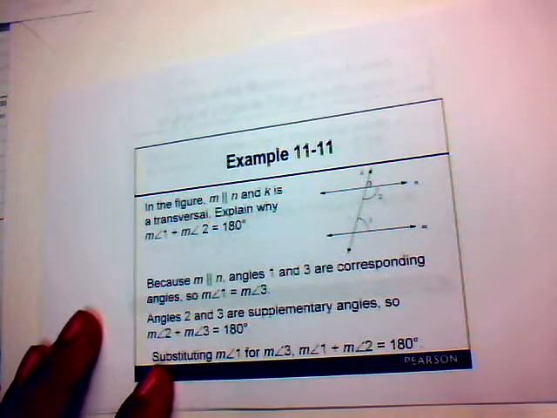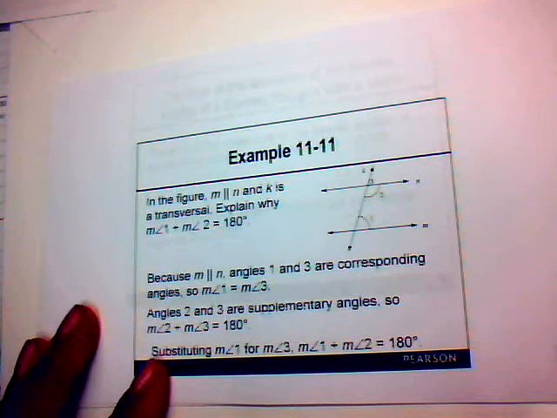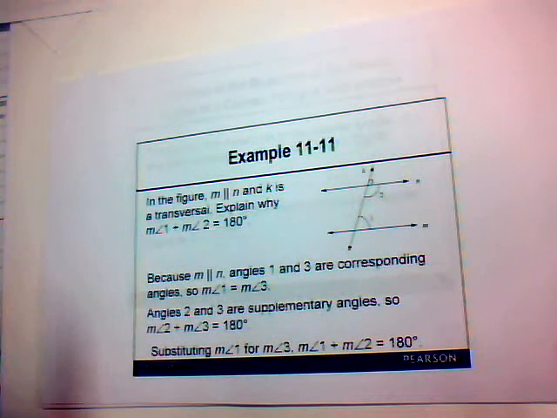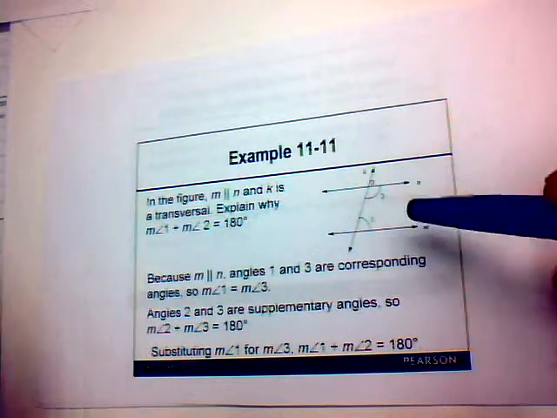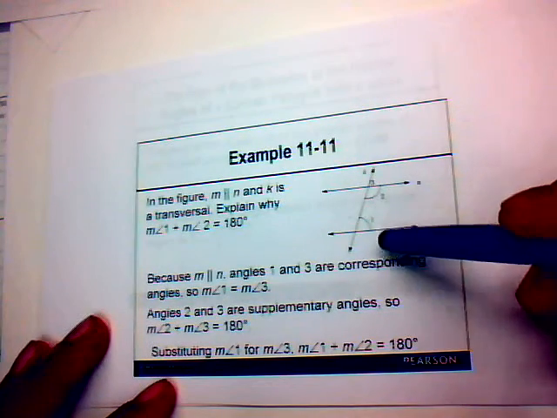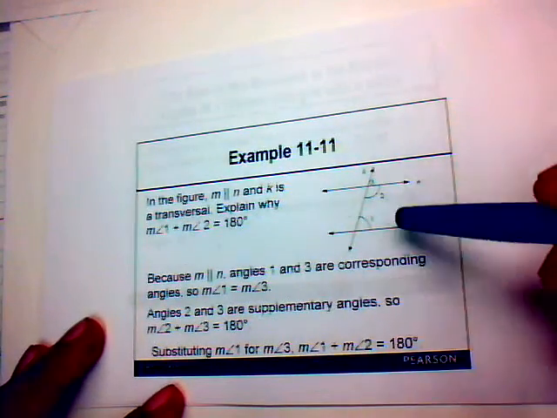All right. Another example would be this. In the figure, M is parallel to N and K is a transversal. Explain why the measure of angle 1 plus the measure of angle 2 is 180 degrees. Okay. Now this pretty much introduces what I just got through talking about on that last slide.